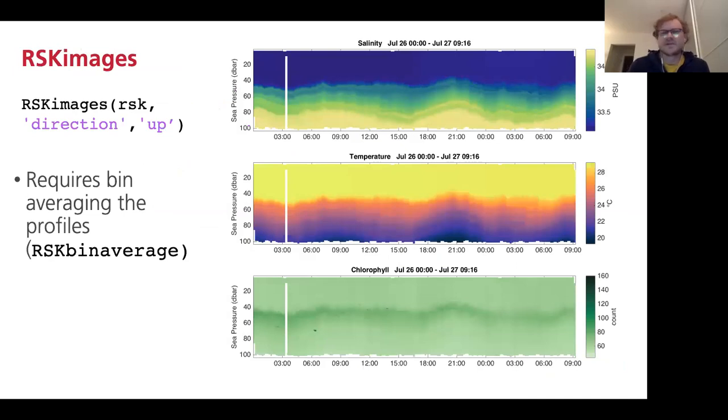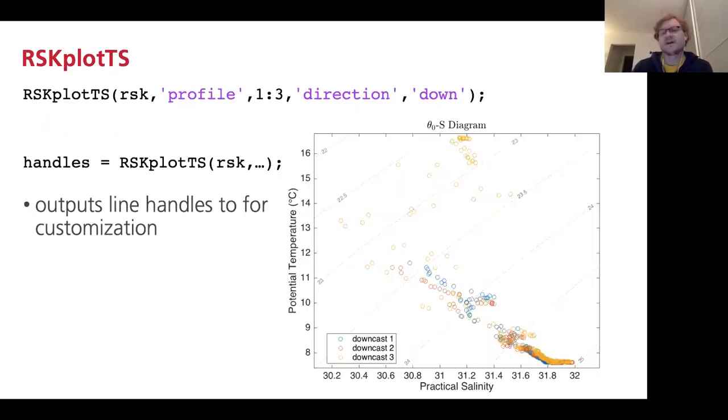This particular example, I believe, is from a moored profiler, probably a Wirewalker. The color maps you see are using the CMOcean color map. So if you choose to use RSK images, we highly recommend you download the CMOcean color map. Then we have a function to plot TS diagrams. All of these functions output the line handles and the axis handles so that you can modify the line types and colors and so forth. This particular function requires the Gibbs seawater toolbox, because it needs to calculate potential temperature.